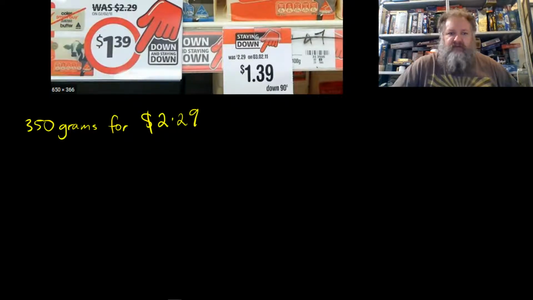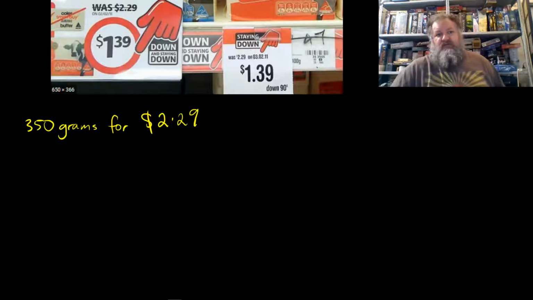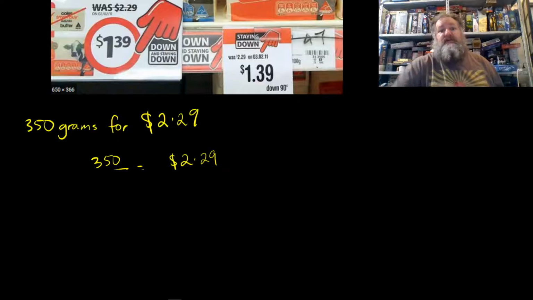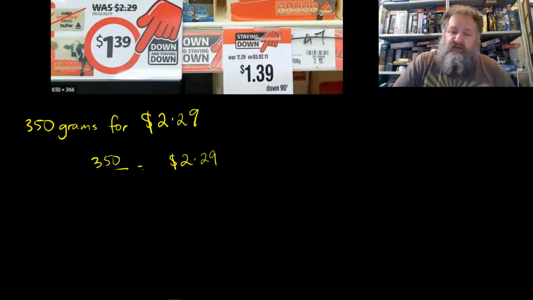So we had 350 grams for what was initially $2.29. Okay, so 350. What I really want, though, is the unit value. Now, we know, according to legislation, the unit value for this sort of stuff is done on 100 grams. So I have to think to myself, what do I have to do to 350 to get it to be 100? Well, I would have to divide it by 3.5.